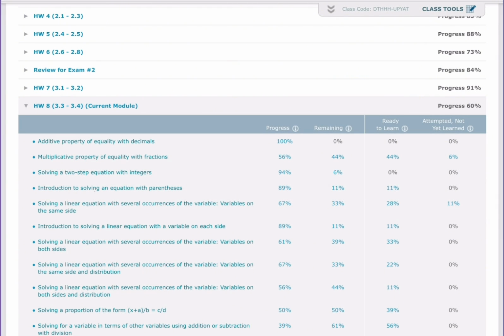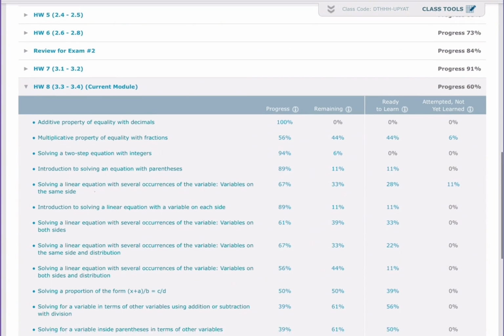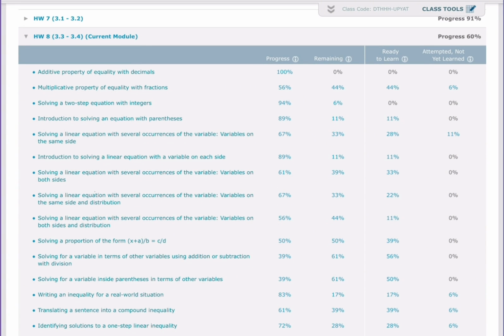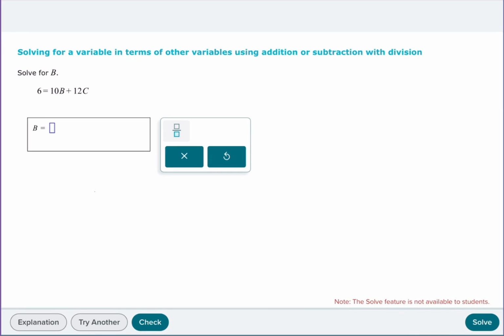So, I'm going to search for a topic. Let's do solving for a variable in terms of other variables using addition or subtraction with division. All right, so it says solving for a variable in terms of the other variables using addition or subtraction with division. So we're solving for the letter B. So what we need to do is move everything away from the letter B.